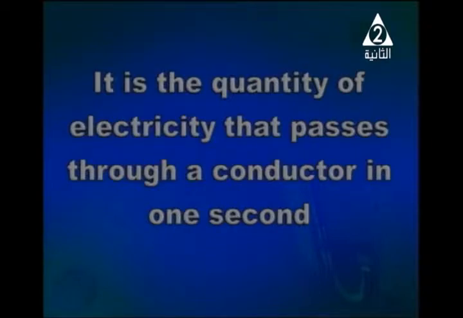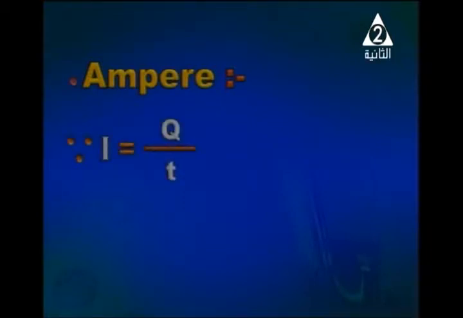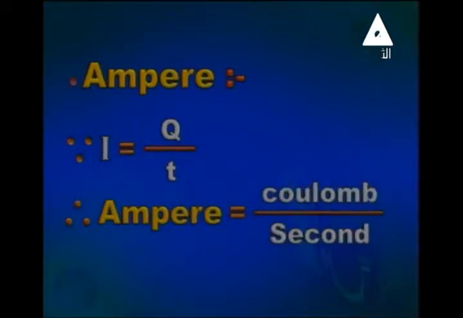Current intensity is measured in amperes. So talking about the SI unit of current intensity, it is ampere. Okay, since I equals Q over T, so ampere equals coulomb over second.